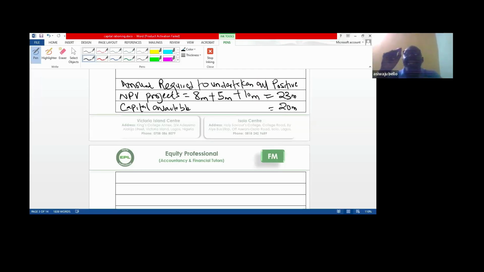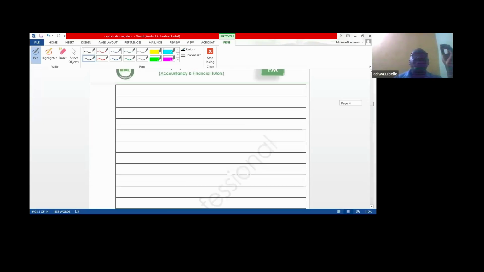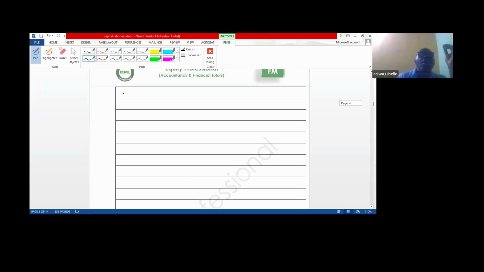You need to calculate the profitability index of each project. Profitability index is calculated as profitability index is equal to NPV divided by the capital required.